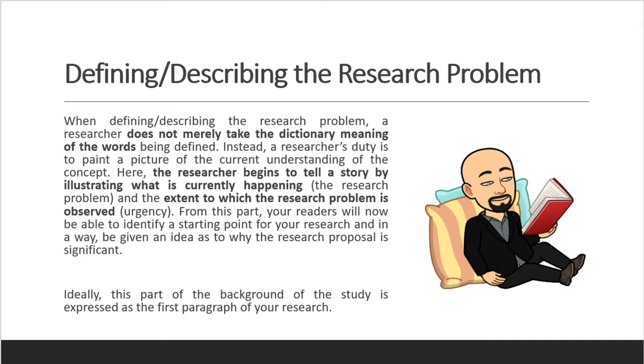Think of your first paragraph, or think of the research problem as your thesis statement. That you're going to tell your readers, this is going to be the focal point of my essay, the thesis statement. But in this case, since you are writing a research paper, the research problem is now going to be your thesis statement. My research will be all about this research problem and nothing more. So it helps you to focus the attention of your readers on the problem that you have identified. So ideally, this part of the background of the study will take up the first paragraph of your research. So that paragraph is going to be the research problem, the definition of the problem, and the urgency.